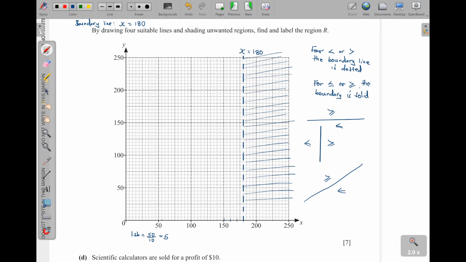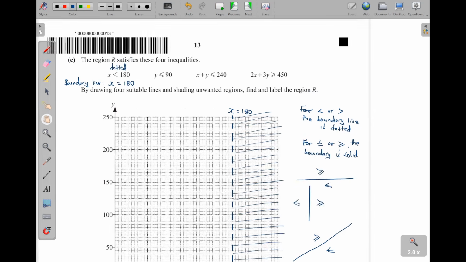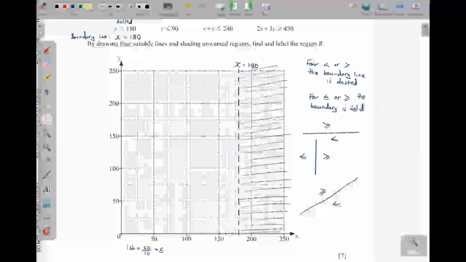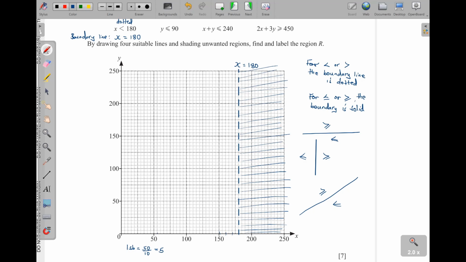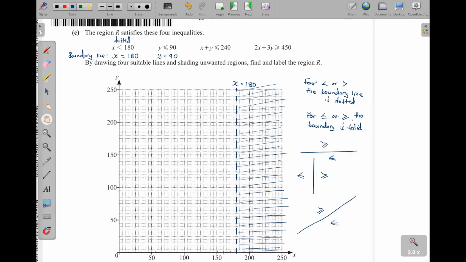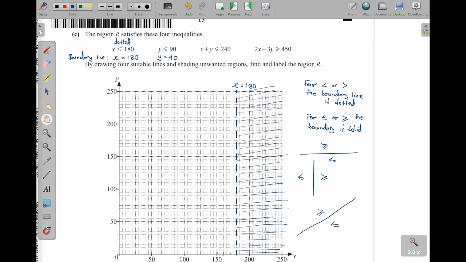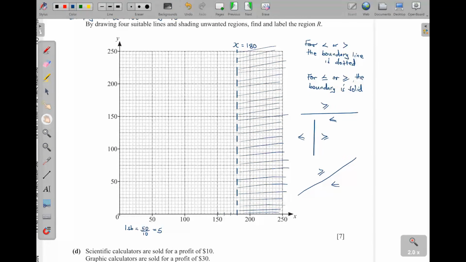Then next we have y less than or equal to 90. That means this one is going to be y is equal to 90 as the boundary line, and this one is going to be solid. Okay, this one is going to be a solid line. So let's check y is equal to 90.